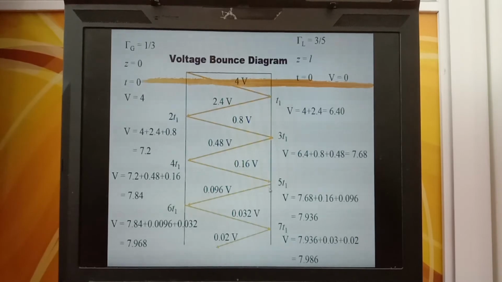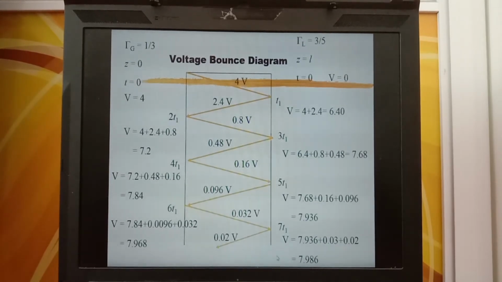We can continue the process and we will find that at time t equals 5t1, the voltage at the load end will be 7.936 volt, and then at time t equals 6t1, the voltage at the generator will be 7.968 volt, and then at 7t1, the voltage at the load end will be 7.986 volt.